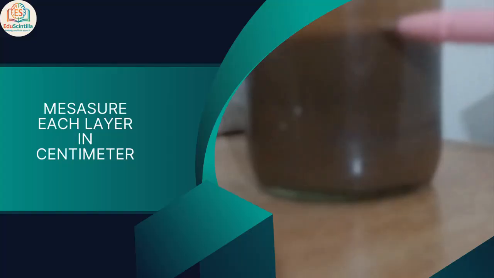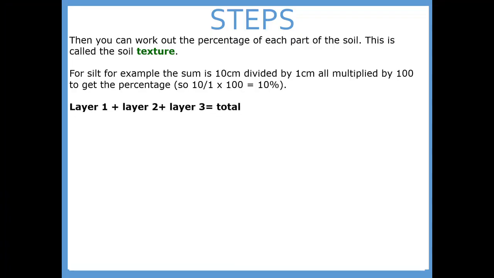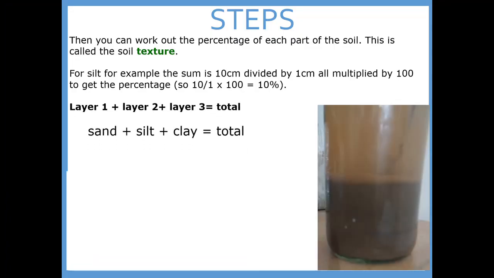In the sample soil we have collected, we could find 3 layers. Layer 1, the bottom layer, is sand and it is about 1.8 centimeters. The second layer is silt and it is about 3 centimeters. And the third layer is clay and it is about 0.4 centimeters. The total of all these layers is 5.2 centimeters.